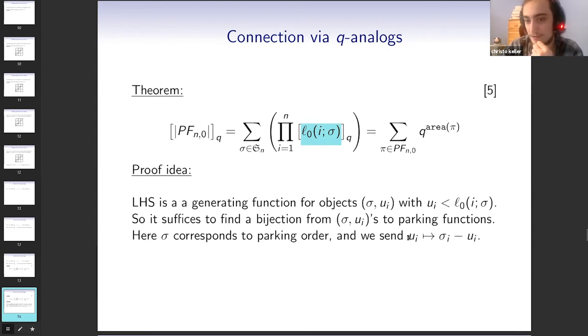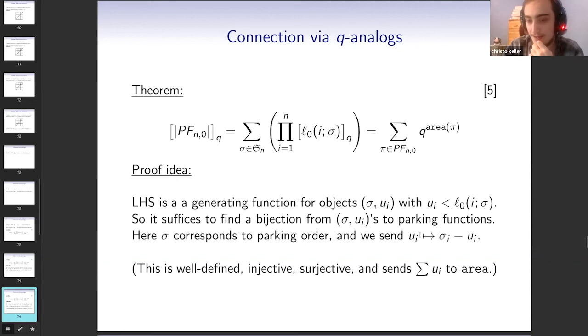And so you can take those u_i's and send them to sigma_i minus u_i, where sigma you can think of as the parking order, and that will give you a parking function. You know it'll give you a parking function because a permutation is a parking function, and if you reduce the terms in a parking function, you still get a parking function. And you'll keep the permutation itself, because 0 is always less than any L_i. And then you can show that it's a bijection, not very difficultly.